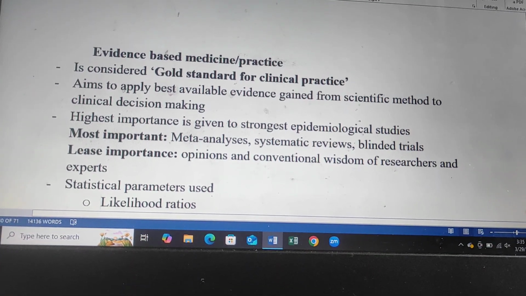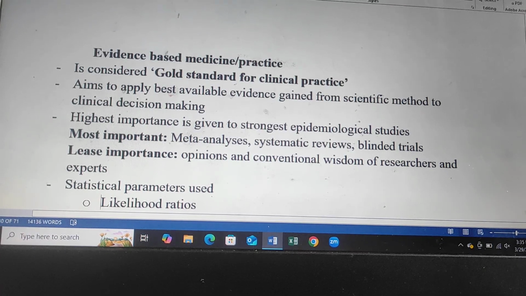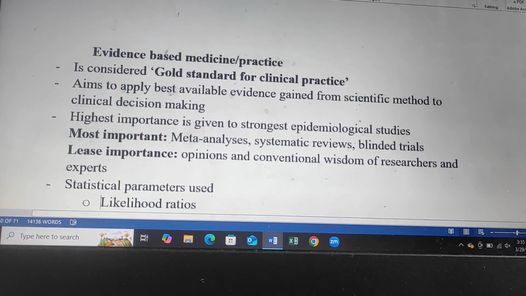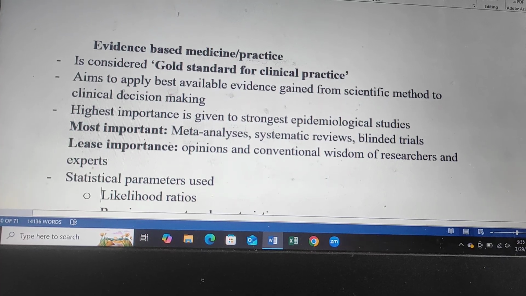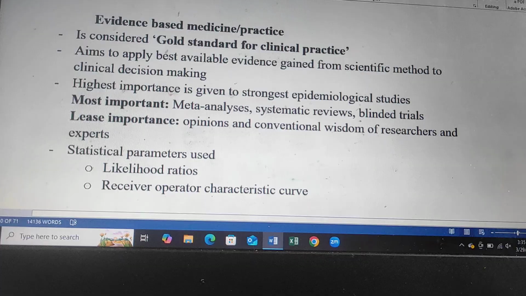नमस्ते। अब चाहिँ म चाहिँ अर्को टपिकमा जाँदैछु। यो भनेको एभिडेन्स बेस्ड मेडिसिन प्र्याक्टिस रहेको छ। यो चाहिँ अहिलेको जल्दो बल्दो विषय रहेको छ। इज कन्सिडर गोल्ड स्ट्यान्डर्ड फर क्लिनिकल प्र्याक्टिसको लागि चाहिँ एउटा गोल्ड स्ट्यान्डर्ड चाहिँ मानिन्छ। एम टु एप्लाई बेस्ट अभाइलेबल एभिडेन्स gained from scientific method to clinical decision making.